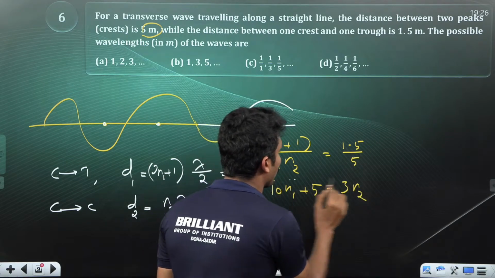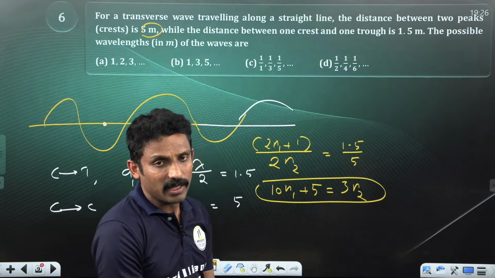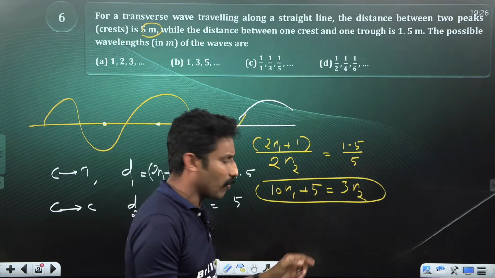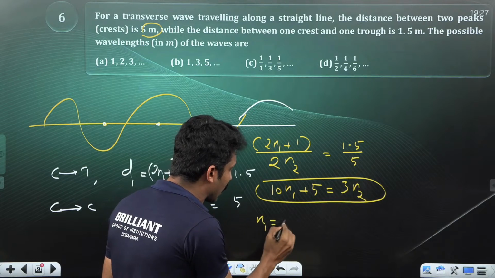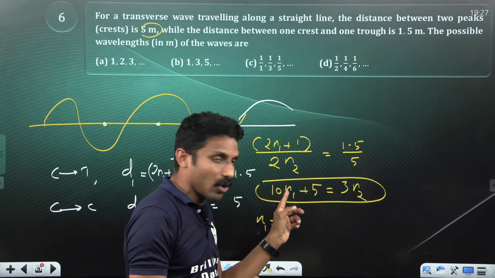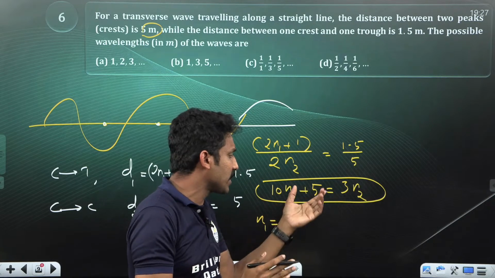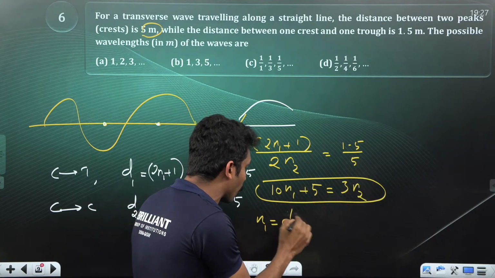Clear? This is the relation connecting n1 and n2. When you check different values of n1, if n1 is taken as 0, then n2 is 5 by 3. n2 equal to 5 by 3 is not possible because it is not an integer. So this one is not possible.